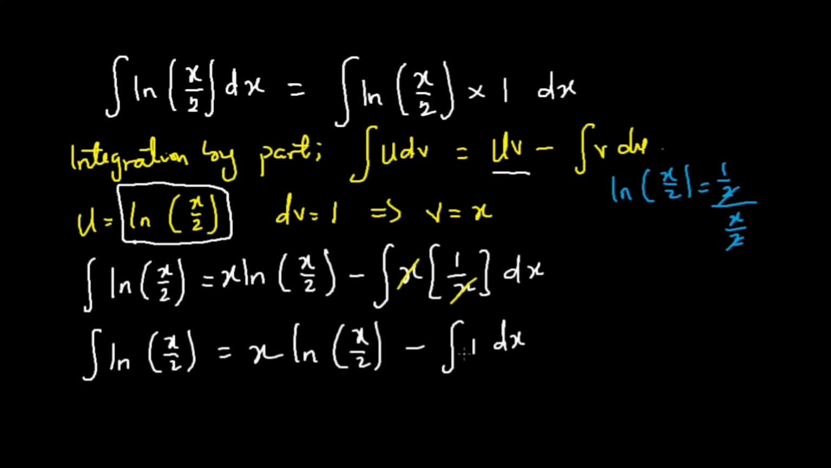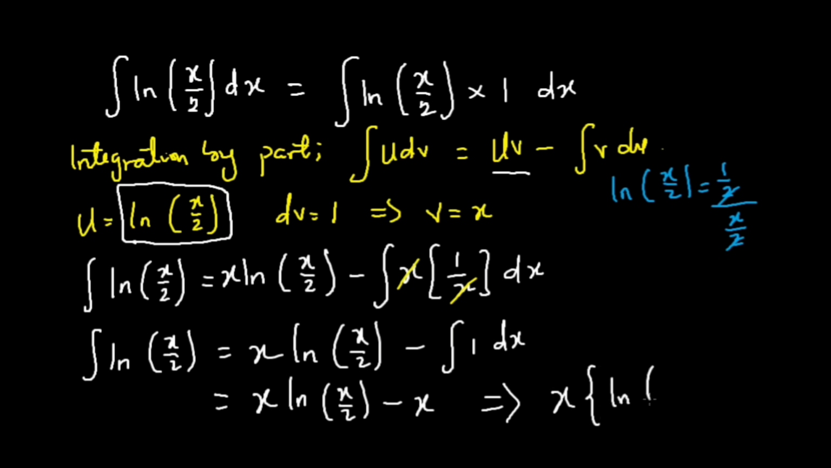And of course, how do we integrate 1? That's x, because we are with respect to x. So my final answer will be x ln of x over 2 minus what? x. Then we can also factorize, basically. We can have that x in bracket, the ln of x over 2 minus 1, then what? Plus c.